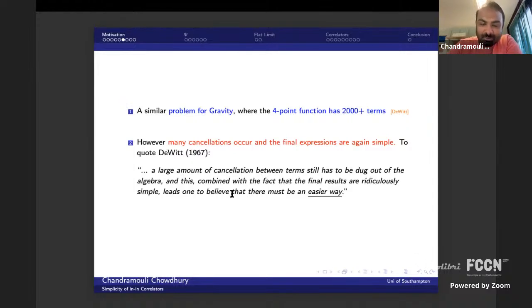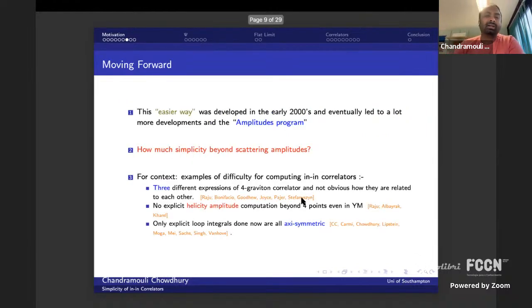And just to read out a quote from DeWitt, because I really like this quote: a large amount of cancellations between terms has to still be dug out of the algebra. And this combined with the final results being very simple leads one to believe that there must be an easier way. But this easy way was not found until quite some time. But it was eventually found in the early 2000s with several heroic works, one of them being the BCFW formula. And this eventually led to what's known as the amplitudes program, as of course nowadays many people work on it.